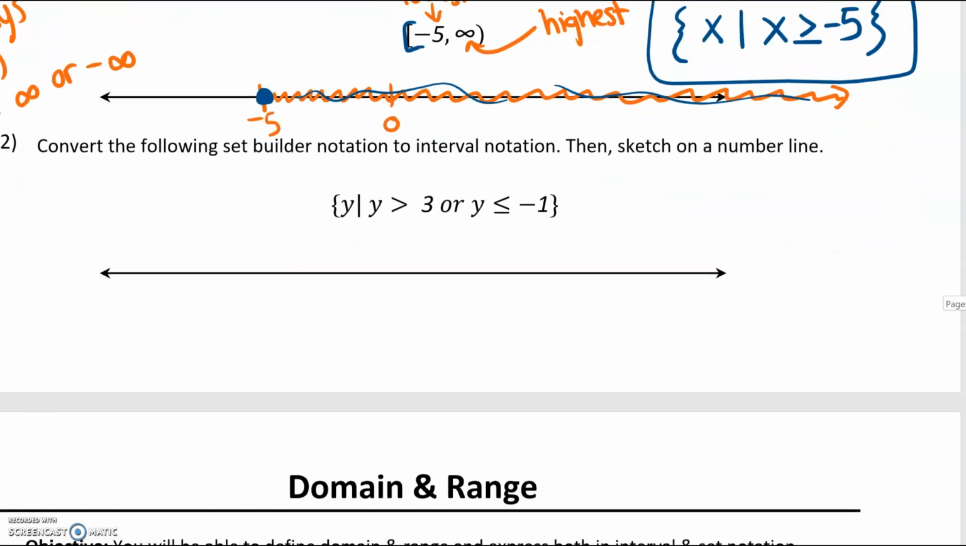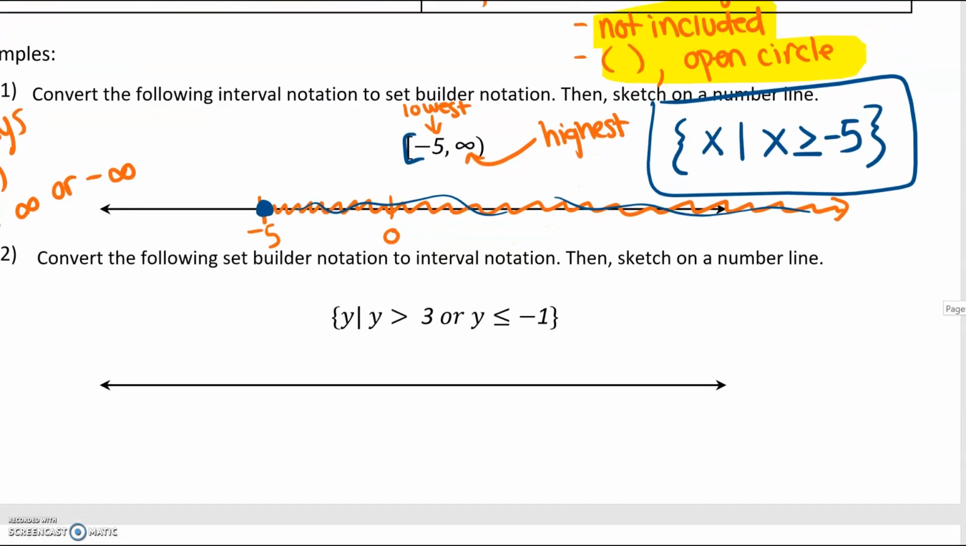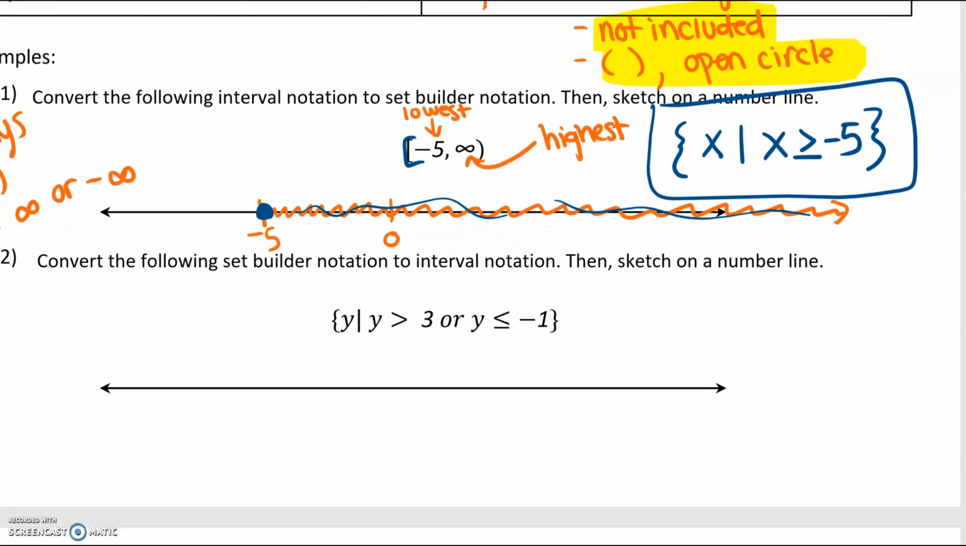Okay, something slightly different here. I'm going to sketch this on a number line, and then I'm going to let you try putting this into interval notation. So now we have set builder notation. We're using y's this time as our variable. So it's y's such that y is greater than 3. So if here's 0, here's 1, 2, 3. Oops, we're not going to draw a circle there yet. Or less than or equal to -1.